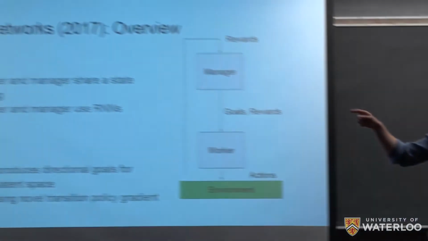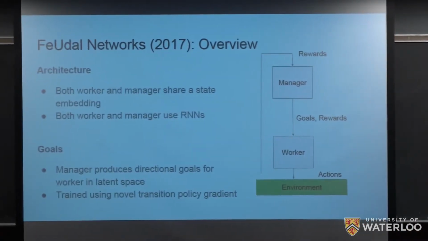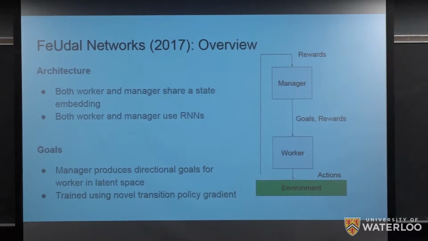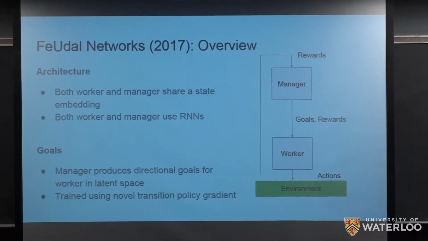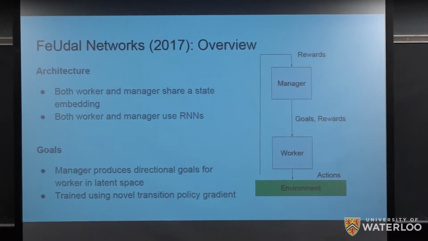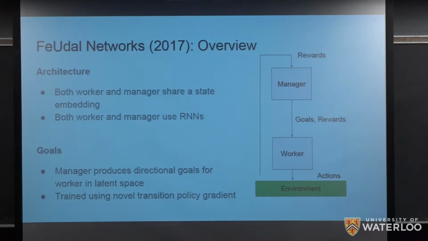We use a common embedding state for both the worker and the manager. They both use RNNs. And the goals produced are actually directional rather than absolute. I'll get into this in detail later. And we train it using a transition policy gradient for the manager.